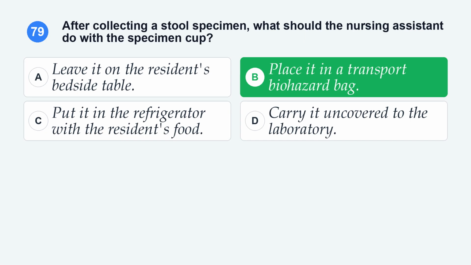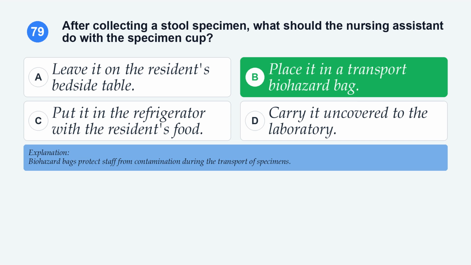The correct answer is option B. Place it in a transport biohazard bag. Explanation. Biohazard bags protect staff from contamination during the transport of specimens.